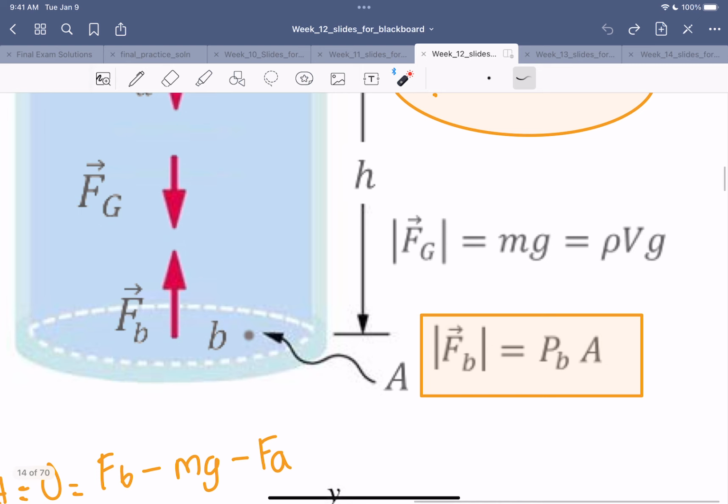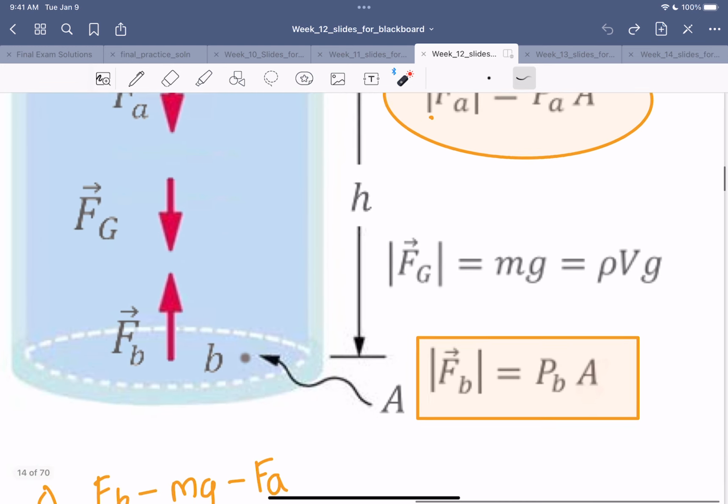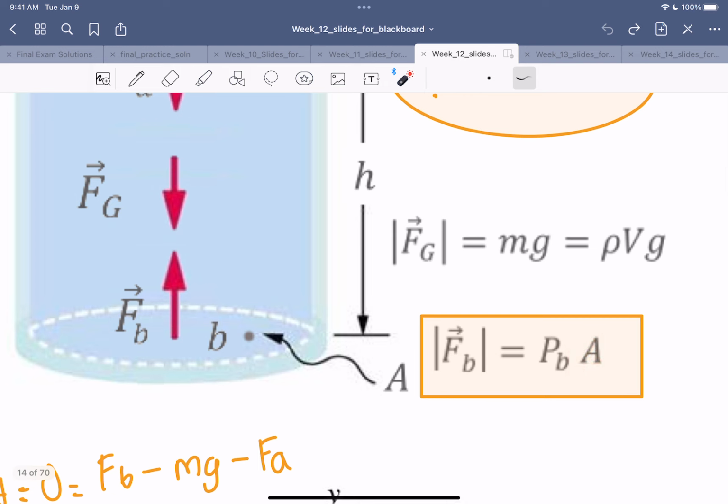Same thing for B, right? If we have pressure at B equal to the force at B over the area, we can just multiply by the area, and we can see that the pressure at B, oh, my bad, I was looking at something else. Pressure at B multiplied by the area gives you the force at B, right?